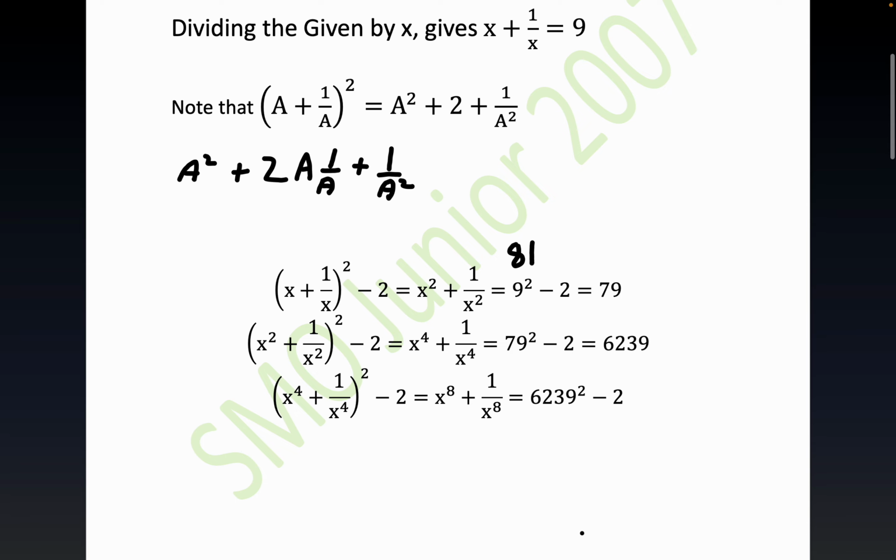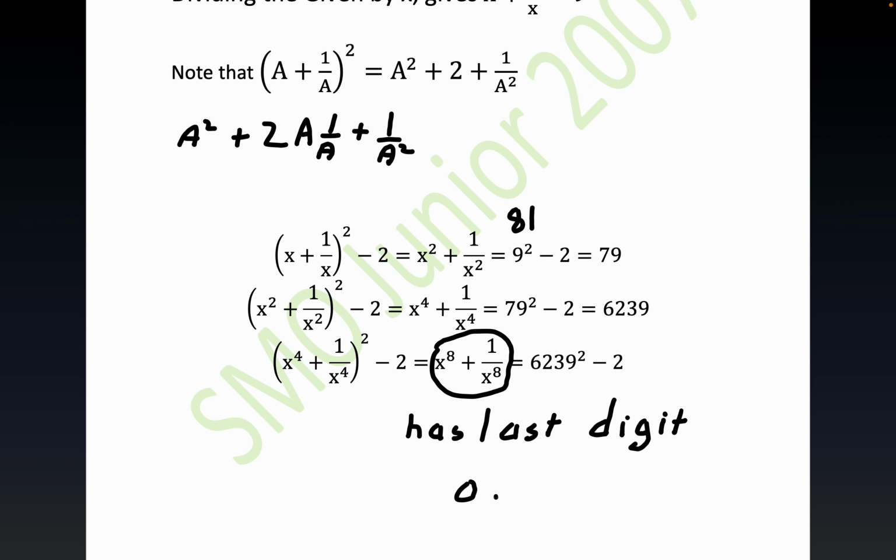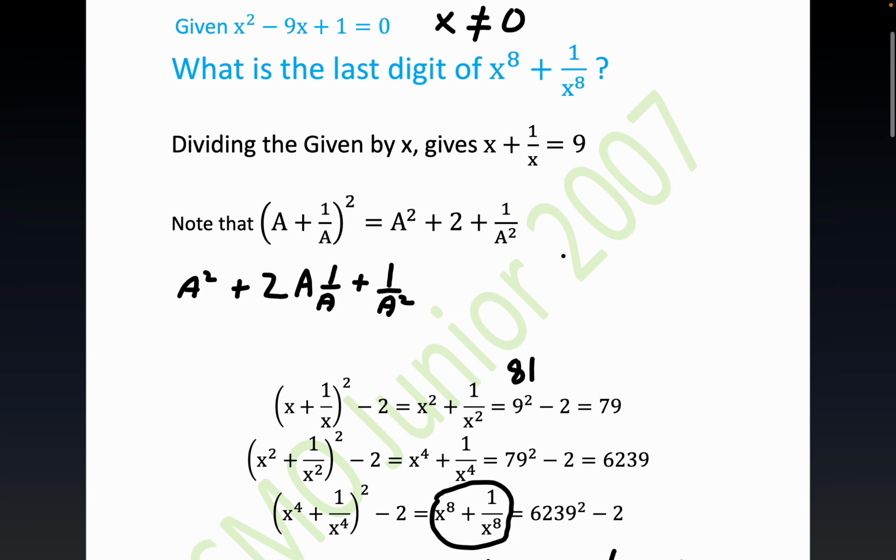And so right here, without actually doing the work, we see the pattern emerges, that this guy right here, I'll circle this object, has a last digit of 9. Okay, for this particular problem, whatever the setup was for another problem, you'd notice something like this also. But anyway, that was what the question was. It says, what is the last digit of x to the 8th plus 1 over x to the 8th? And that would be 9.